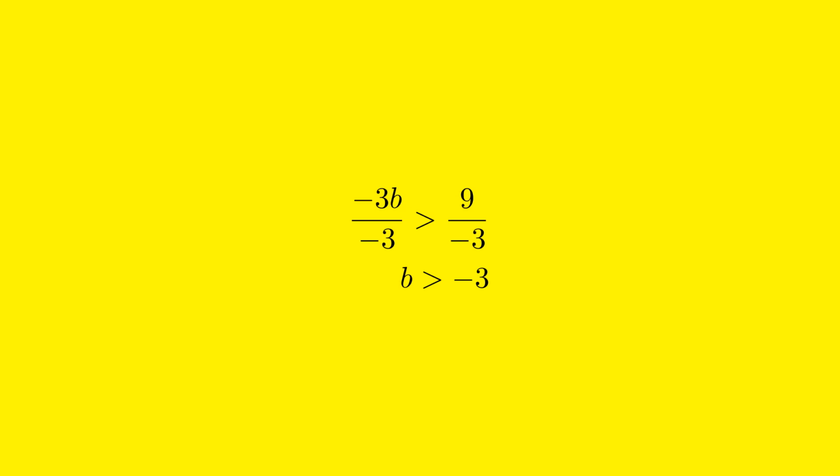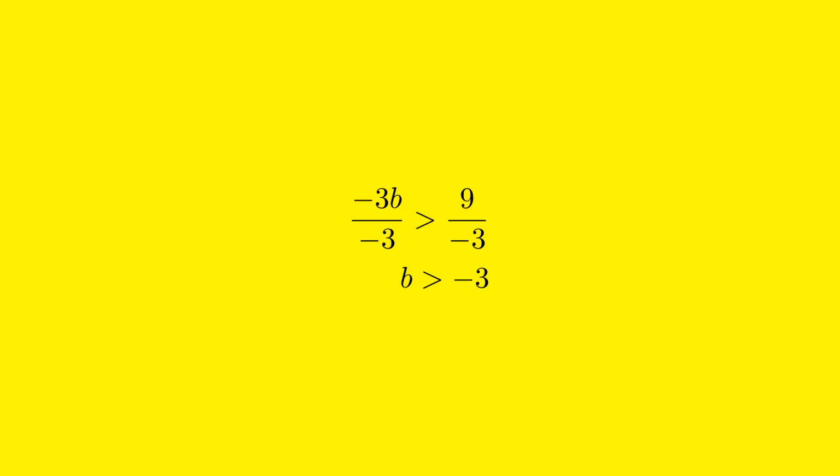This is a crucial point when solving inequalities, because the direction of the inequality changes whenever we multiply or divide both sides by a negative number. So we will divide minus 3b by minus 3, and also divide 9 by minus 3, and at the same time flip the inequality sign from less than to greater than. This is how it is expressed.